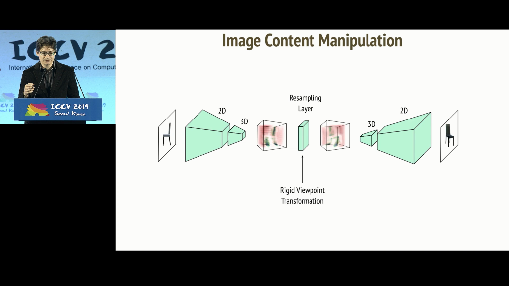Now, using this approach, we can actually perform arbitrary spatial manipulations to the input image content. Even though we only use rigid viewpoint transformations for training for novel view synthesis, during inference, we can replace this rigid viewpoint transformation with an arbitrary spatial transformation, which can correspond to a variety of interesting manipulation tasks. And here you see some examples of those manipulation tasks.